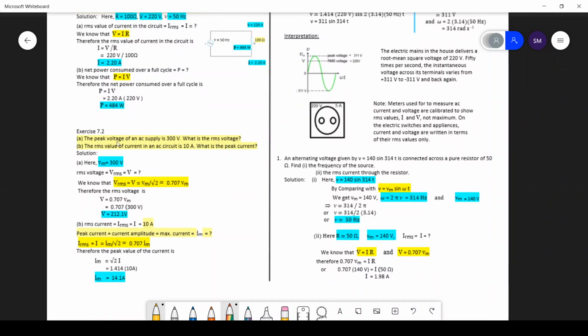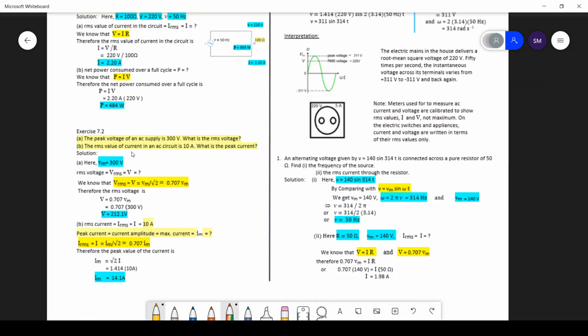Next exercise question, the peak value of the AC supply is 300 volt. What is the RMS voltage? So we know the formula, this relation, and we can find the value of peak voltage. So peak voltage is given to us, which is 300 volt, and RMS we have calculated as 212 volts. So RMS is 0.707 into Vm. So this is the maximum voltage. So V RMS will be lesser than that.